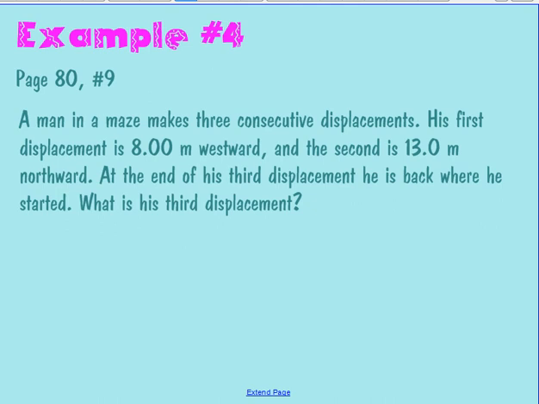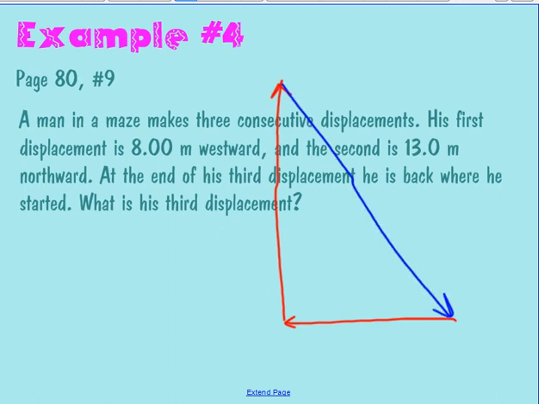One thing to point out about this problem is that it's asking what his third displacement is so that he gets back where he starts. So when you draw your picture, it's not going to look the same as if we were just adding the 2 vectors together. Instead, we'd have the 8 meters west and then 13 meters north, and then opposite the direction of what our normal resultant would be, that would be the third displacement. And that value, that blue one, is what you're looking for.